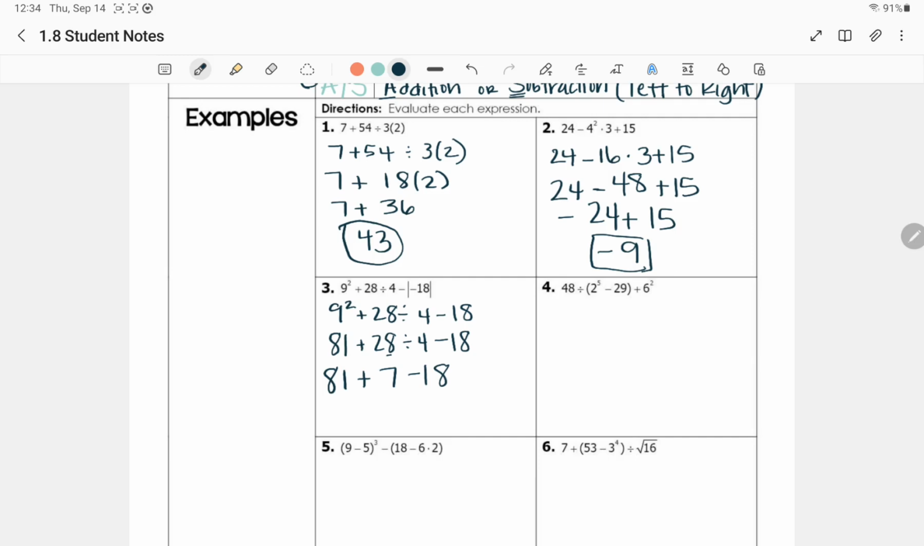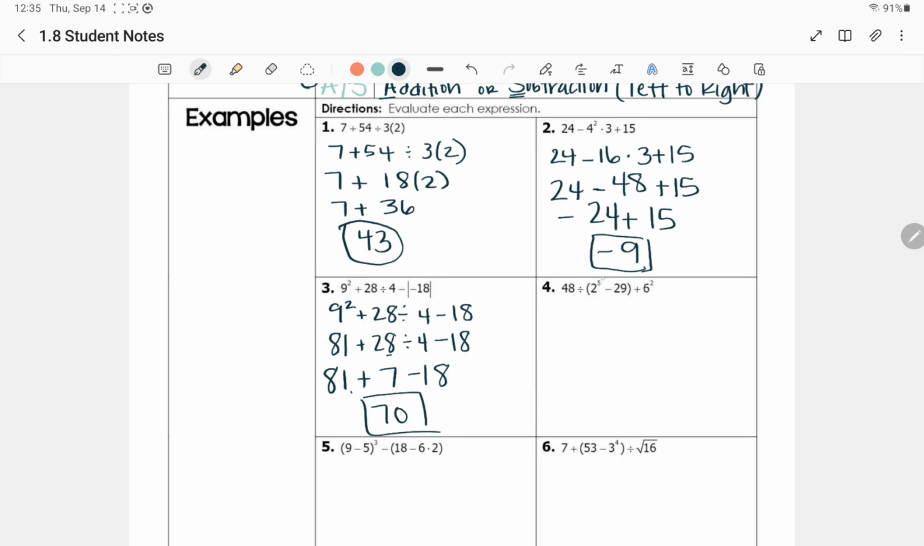All right. And now I just have addition and subtraction left. And the rule says just move left to right. So 81 plus 7 is 88. 88 minus 18 would be 70. Remember, I'm doing the math, so I might be wrong. I'm doing it with you. Actually, I did a little bit earlier.